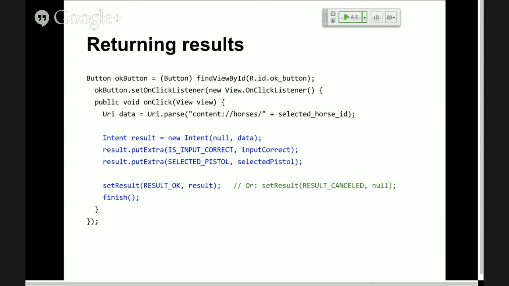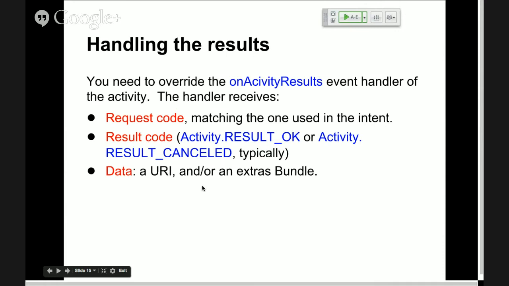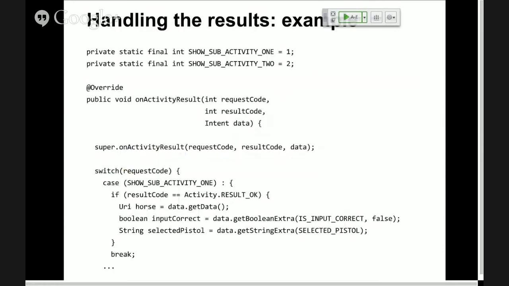Okay. So in fact, if we go now to the next slide, I can come back to this if you like. But once we put these pieces of information in, is input correct, selected pistol and result okay, and this result, this is how you fish it out. You have onActivityResult.